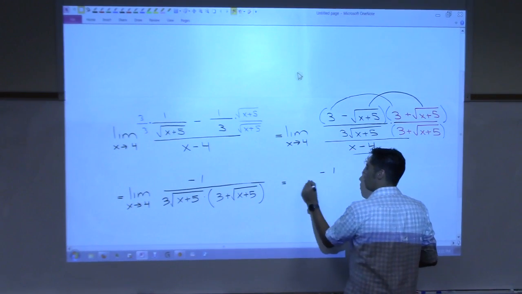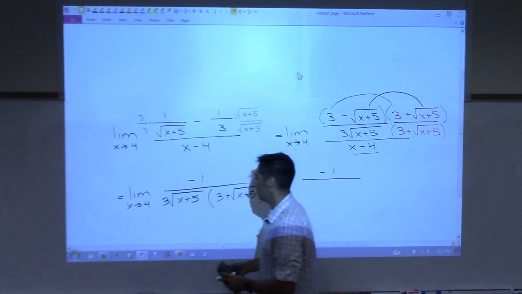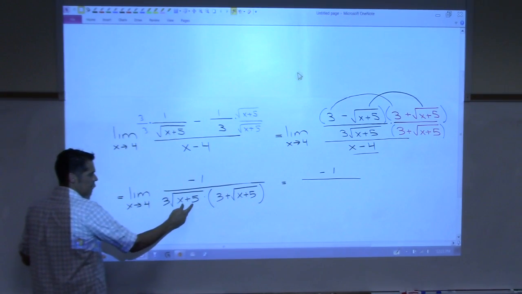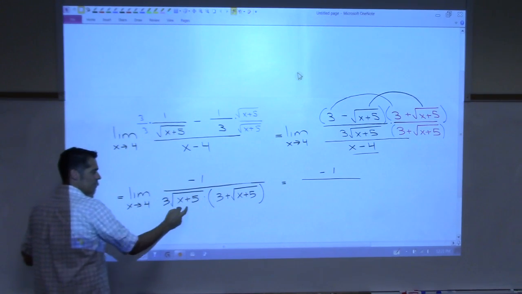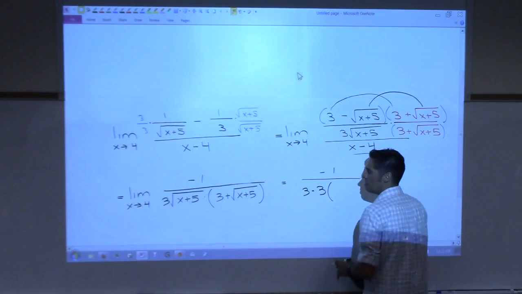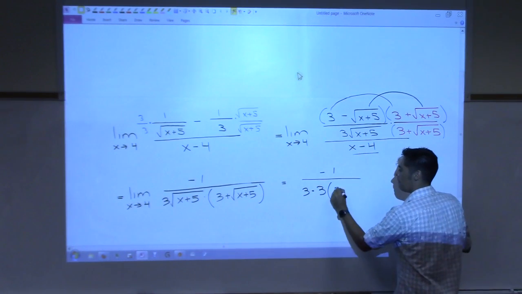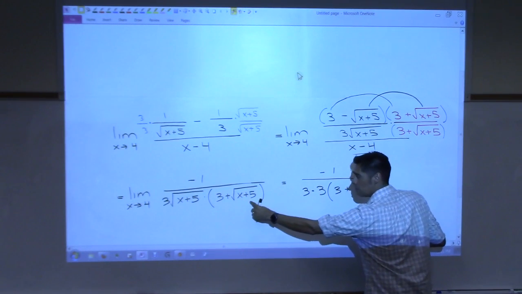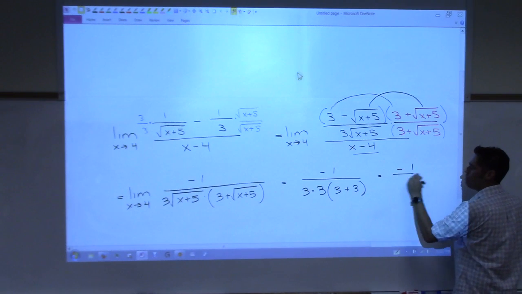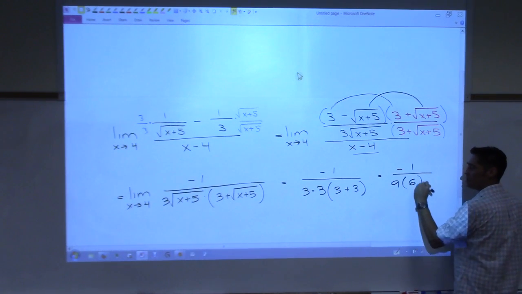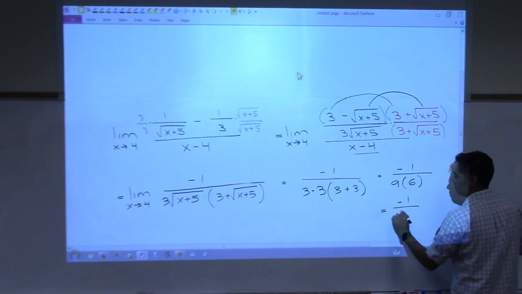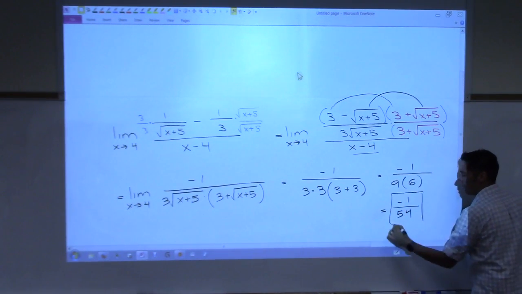I'm going to have negative 1 over, no more limit, right? No more limit. 3 times, what's this here? 9. Root 9 is 3. So 3 times 3, I'm going to just write that down. 3 times 3, parentheses, 3 plus 3. So this is equal to negative 1 over 9 times 6. That will be 54. Negative 1/54.